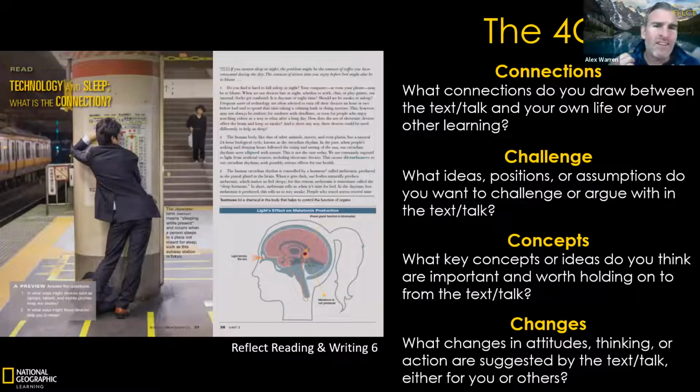So what changes in attitude, in thinking or action are suggested by the text or the talk? Should I be doing something different? So for example, in this particular text, I know we've not read it, but it is about the impact of technology on using your phone before you go to bed, essentially. That idea of blue light not helping your melatonin levels reduce for sleep time. So maybe there are no changes that need to be made, but are there? What does it suggest that we should be doing or should not be doing?